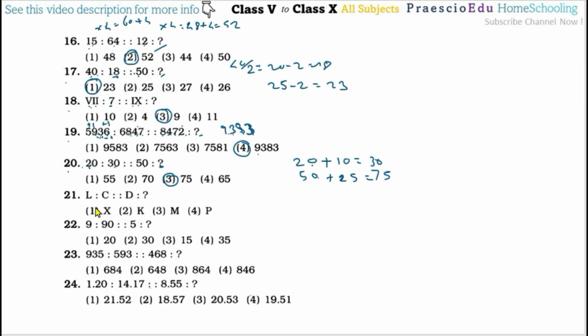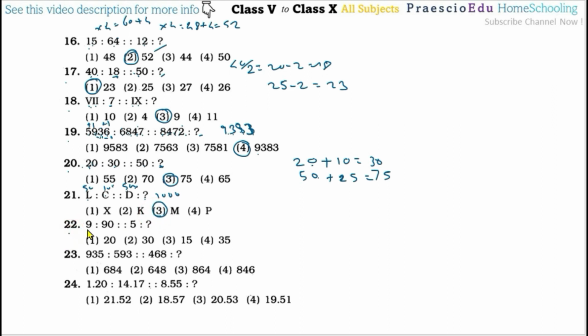Question number 21: L, C, D, and then question mark. So L means 50, then this is 100. So 50 multiplied by 2 is 100, and this is in Roman numerals. So D means 500. So 500 multiplied by 2 is 1000. So 1000 is M. M is given in option number 3.